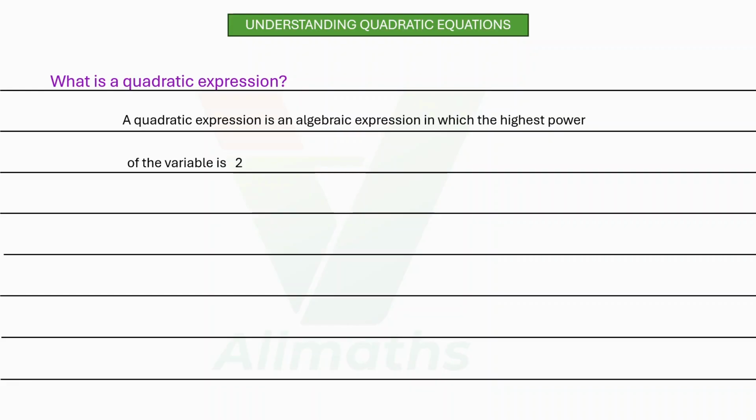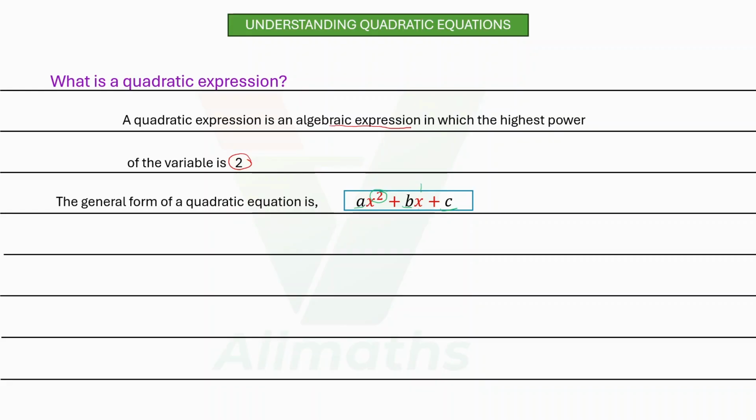I've explained the meaning of the word expression in my previous video. If you have not seen that, I'll drop the link in the description. When the highest power of the variable is 2, it is called a quadratic expression. The general form of a quadratic expression is ax² + bx + c. They're actually constant numbers. This is the highest power here, which is 2. The power for x here is 1. Of course, for this one, there is no power of x.